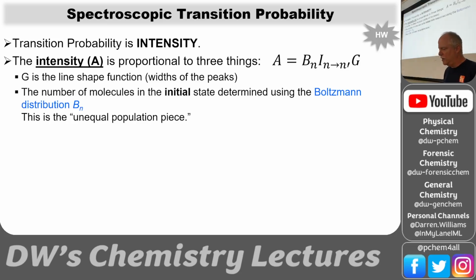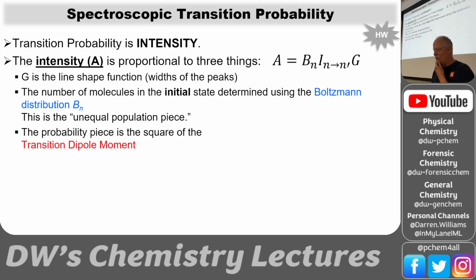The number of molecules in the initial state is determined using the Boltzmann distribution. That's the unequal population piece. And then this probability piece is the square of the transition dipole moment integral. So you can think of I as either intensity or integral. It works both ways. And this is that integral.